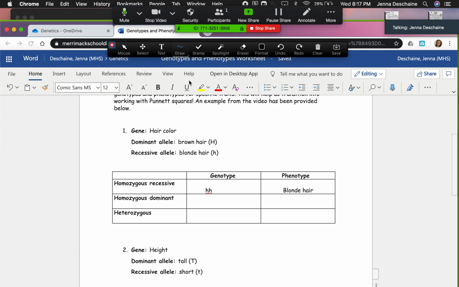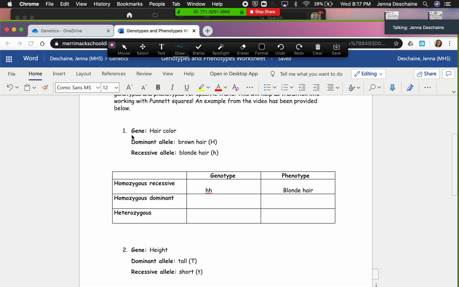Or sorry, not hair color. The first piece of information that you're going to get is of a specific type of gene. Okay, and that gene is going to code for a specific trait like hair color. Okay, so that's going to be piece of information number 1.